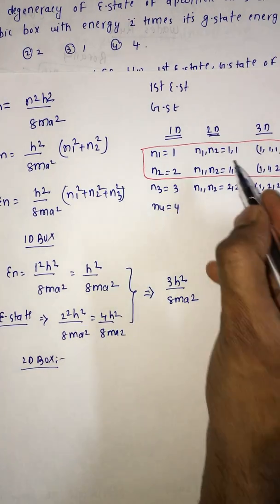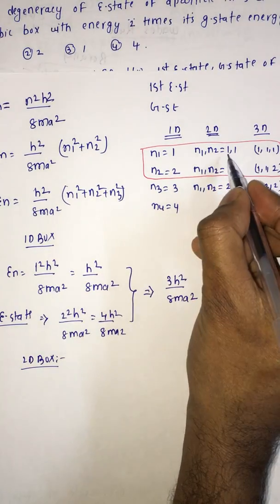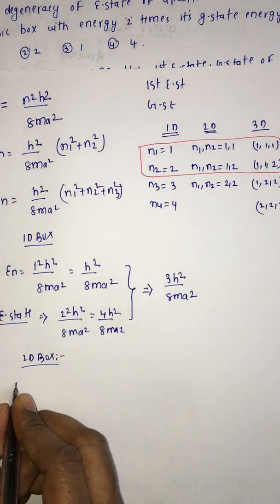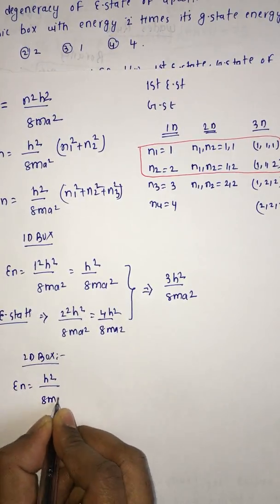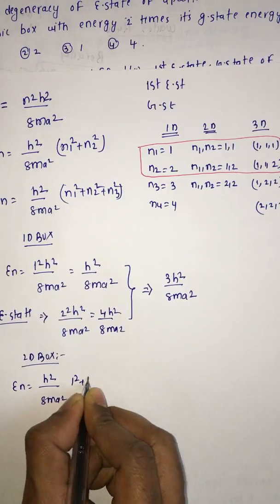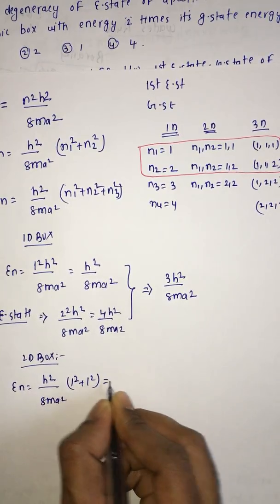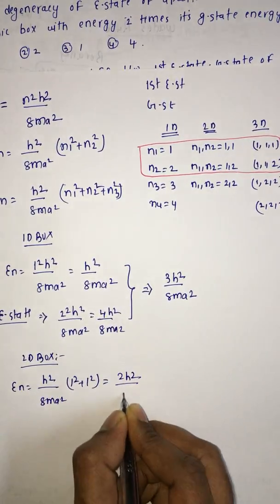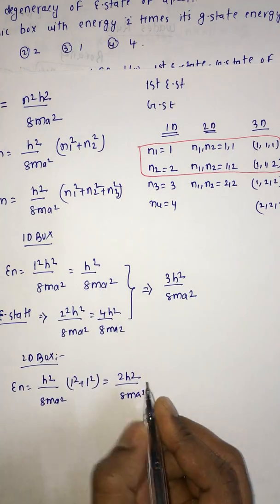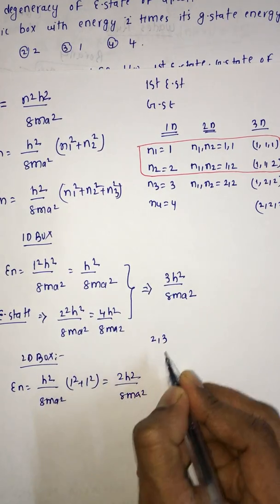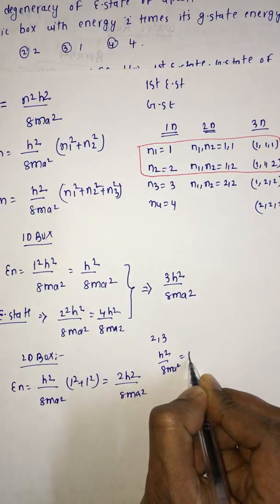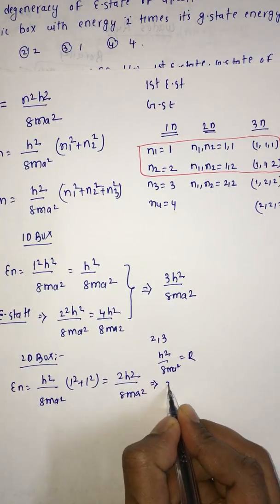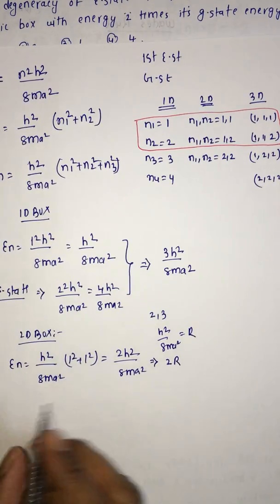In the ground state of the 2D box we have the energy state 1 and 1. So En will be h square by 8 ma square times 1 square plus 1 square. This comes out to be 2h square by 8 ma square. For the 2-dimensional box and 3-dimensional box, h square by 8 ma square is equal to r. So this we will write as 2r.